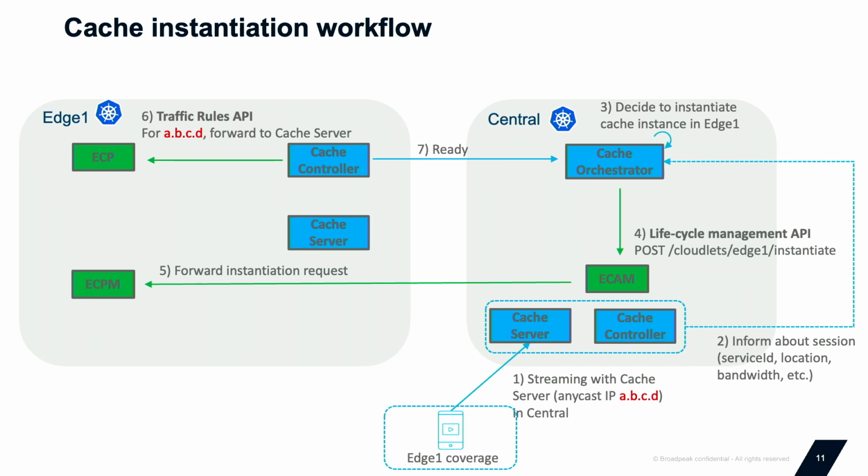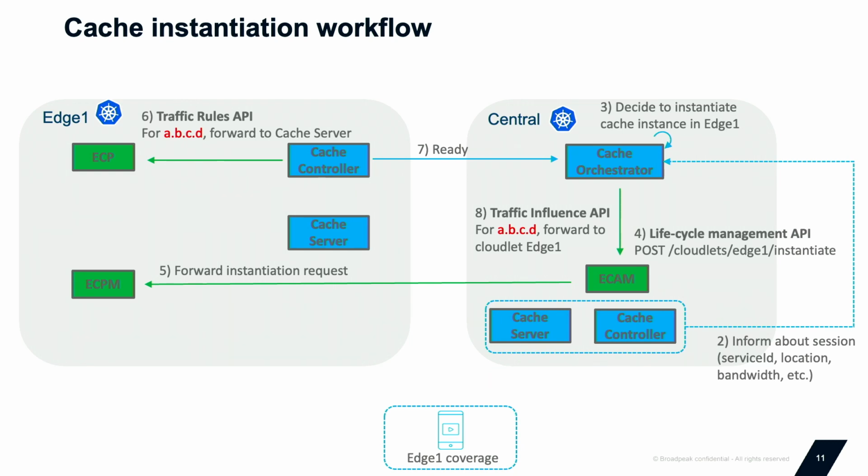The orchestrator now sends the traffic influence API request saying that for destination IP address ABCD, please forward to cloudlet H1. At this time, the traffic from the mobile user is steered from the cache server instance in Central to the cache server instance in H1 seamlessly using the same destination IP address ABCD.